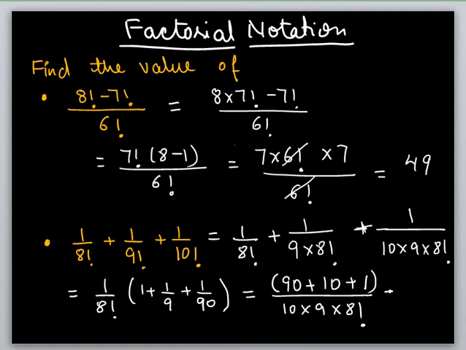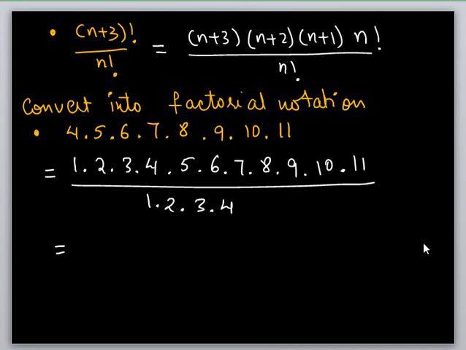Now let us simplify it further. You can see 90 plus 10 is 100, plus 1 gives us 101, and the denominator, if you see, is the expanded form of 10 factorial. So this is how the sum can be denoted. Now taking another one, see this.